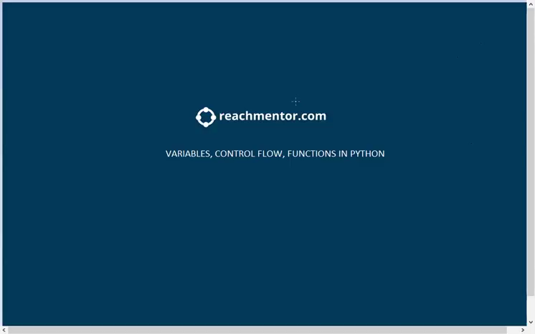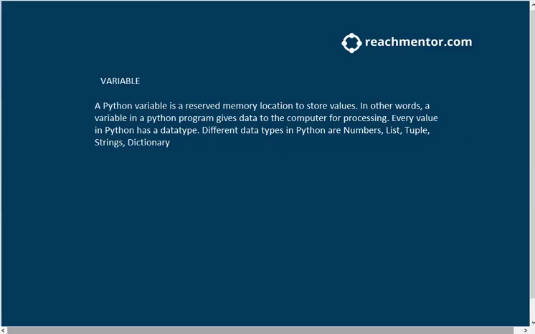In this video, I am going to show you how to use variables, control flow and functions in Python. What is a variable in Python? A variable is a reserved memory location to store values. In other words, a variable in a Python program gives data to the computer for processing. Every value in Python has a data type, which we are going to discuss within a few minutes.